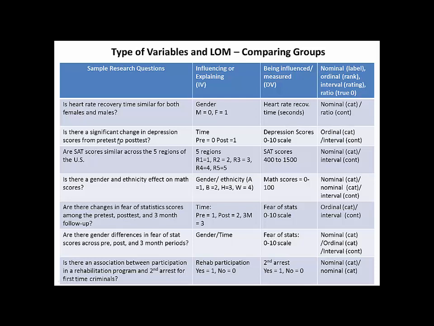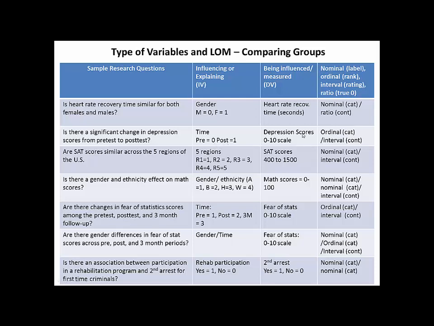Next, is there a significant change in depression scores from pre-test to post-test? Again, what is being measured? Depression scores. So that is the dependent variable. And we believe that time, whether the test is taken in the pre-test or in the post-test, is going to influence depression scores. So time is going to be our independent variable, and we have pre-test and post-test. Pre comes before post, so this is going to be an ordinal variable, where pre is 0 and post-test is 1.